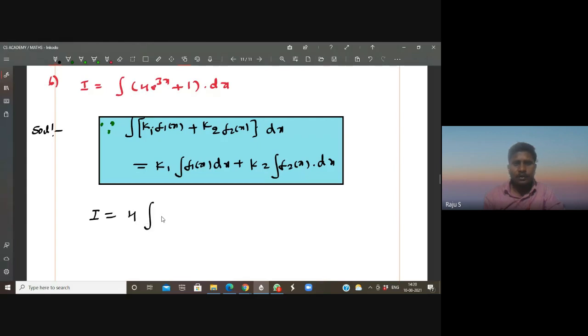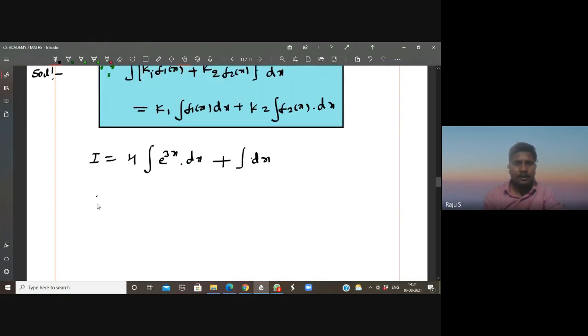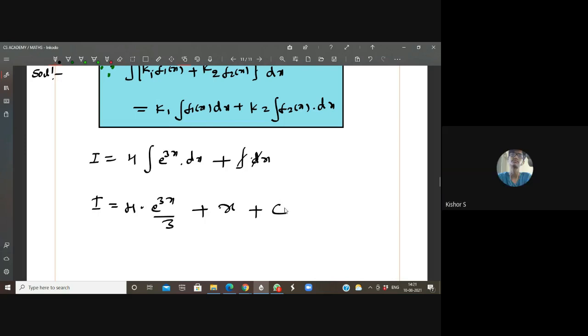4 into integral e power 3x dx plus integral 1 into dx. This is dx. Right? I is equal to 4 into e power 3x integral, which is e power 3x by 3, plus integral 1 dx. I told you clearly, whenever integral and d are there, they get cancelled: x plus c. Sir, plus c, can you take 4 outside? Yes.